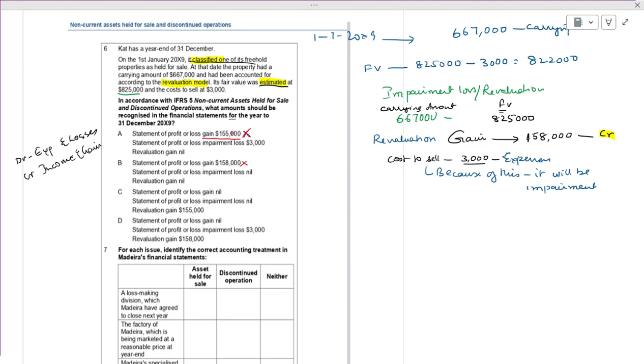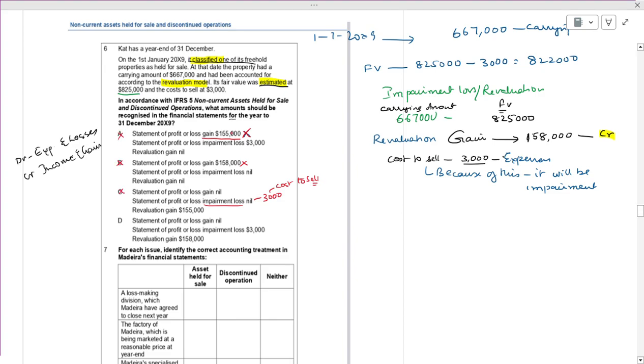Statement of profit and loss account impairment loss. Impairment loss is not nil. Impairment loss is 3000. Is it right? Impairment loss is how much? 3000. Okay, 3000 is nothing but cost to sell. Because of this, the value of the asset will decrease. Because the value of the asset is decreased, this is also not. Okay, this is also not.